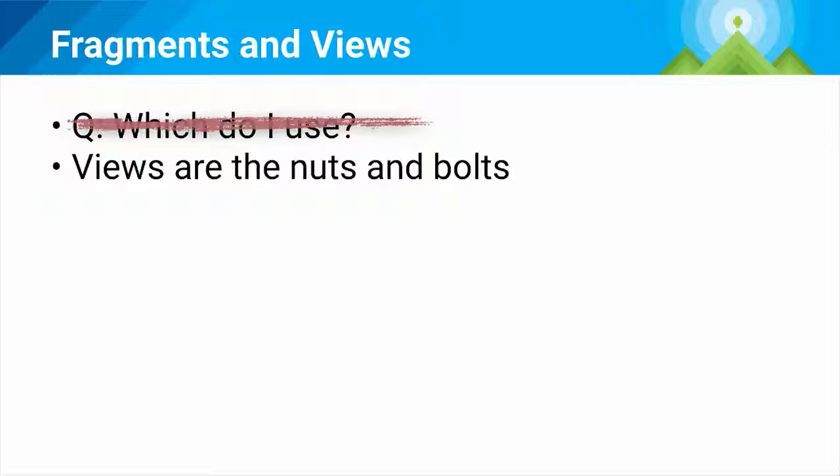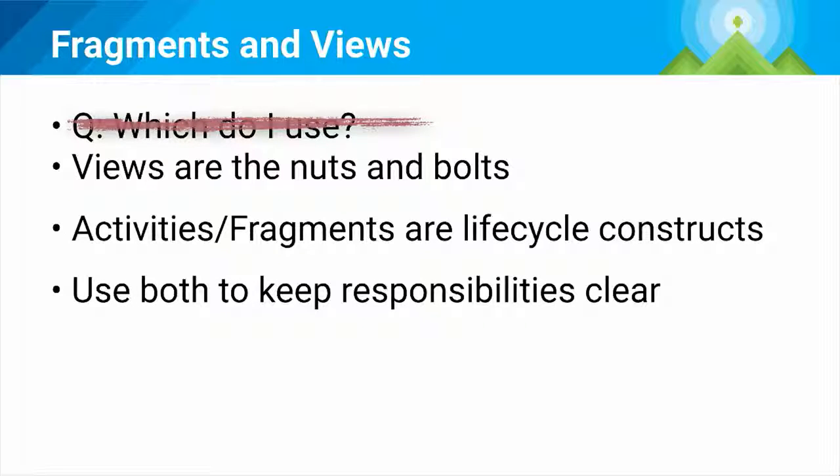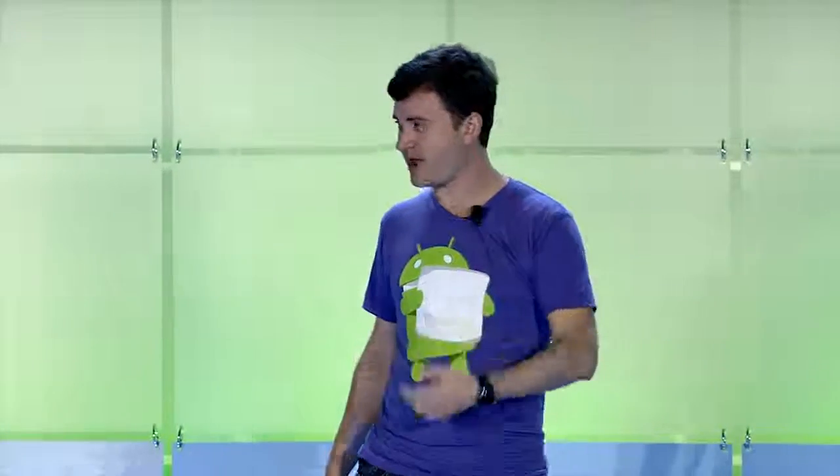So views are really the nuts and bolts of the UIs that you're building, whereas activities and fragments are the lifecycle constructs that basically provide the plug-in points of contact with the rest of the system that tells you what's going on. So many times, you're going to want to use both to keep these responsibilities clear. Just as you mentioned earlier, you're going to want to use the signals that you get from your activity, and in conjunction with that through your fragments as well, if you're using those, to inform when you should register and unregister for events, and so on and so forth. But the views should really be their own encapsulated pieces, separate from that, controlled by these other constructs.